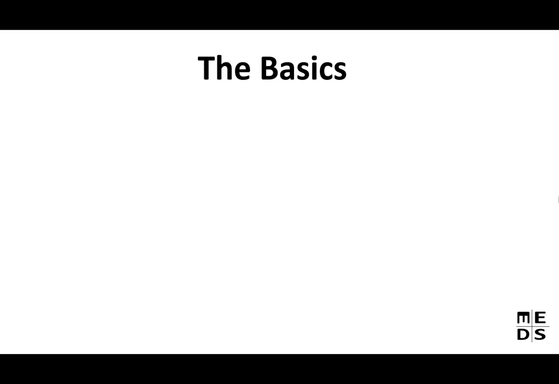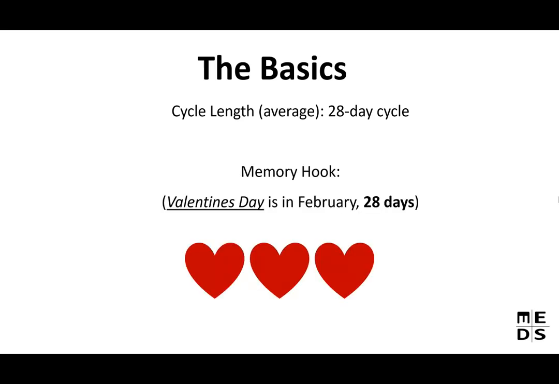Okay, so the basics. The cycle length on average is about 28 days, okay? The way to remember this, very simple, is Valentine's Day is in February. It's 28 days. Aww.